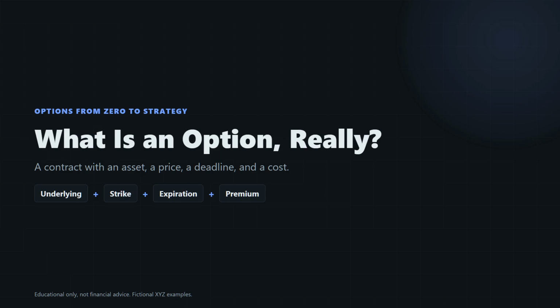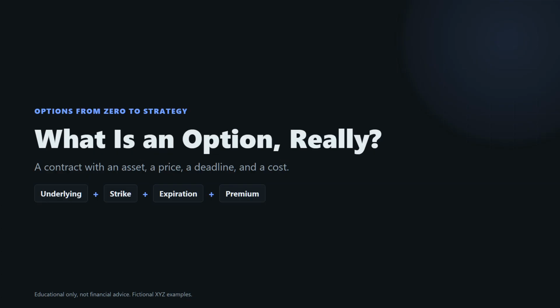Most people hear the word options and immediately think risky, complicated, maybe a little dangerous. And fair enough, options can be risky. Some option strategies can lose more than you first expect, and a few can expose traders to very large losses. But the basic idea is not mysterious.